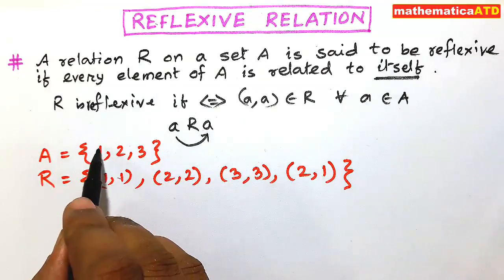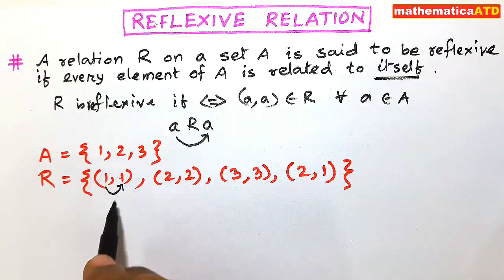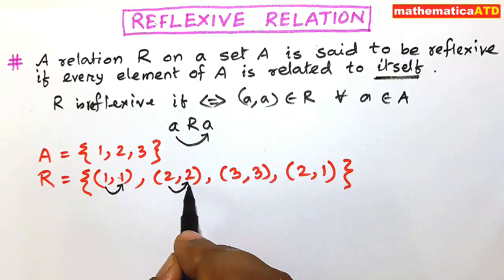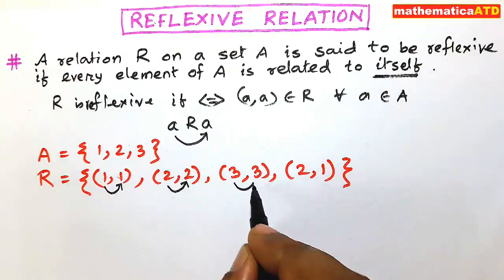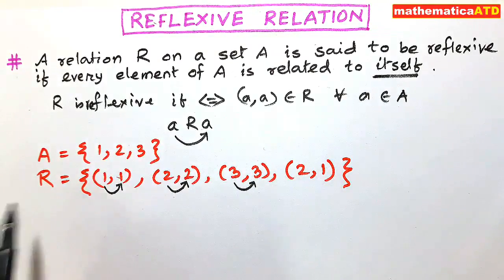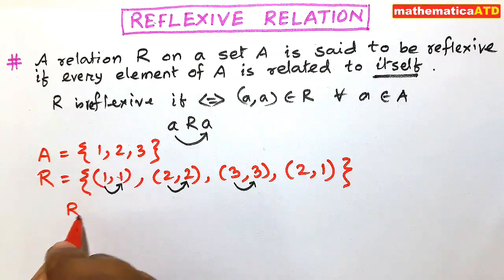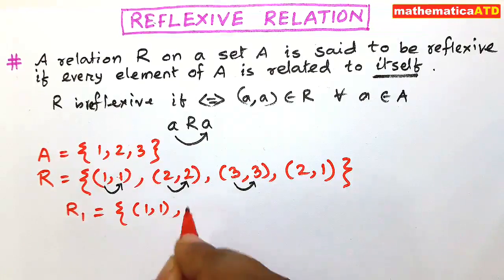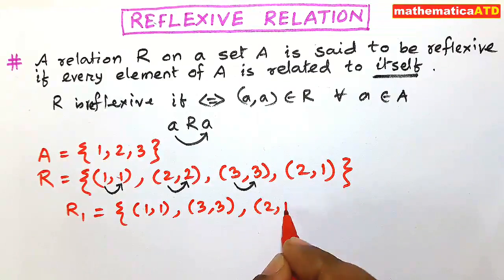Because we see that 1 is an element of the set A and 1 is related to 1. Here 2 is an element of the set A and 2 is related to 2. 3 is an element of set A and 3 is related to 3. So this is a reflexive relation.